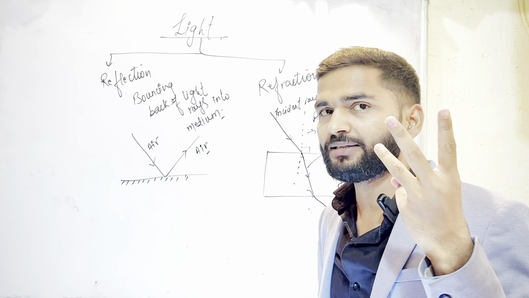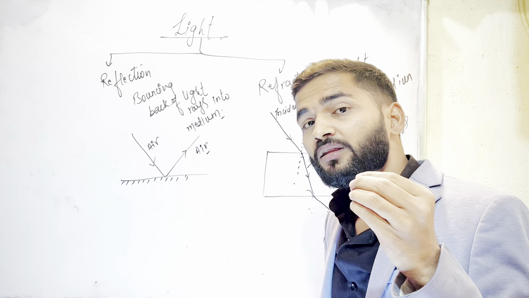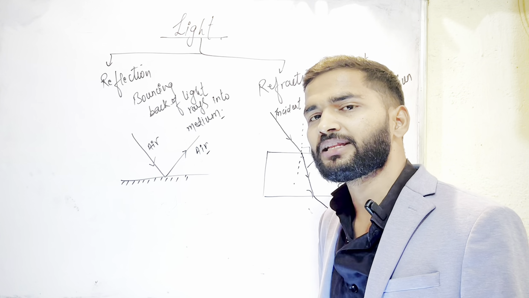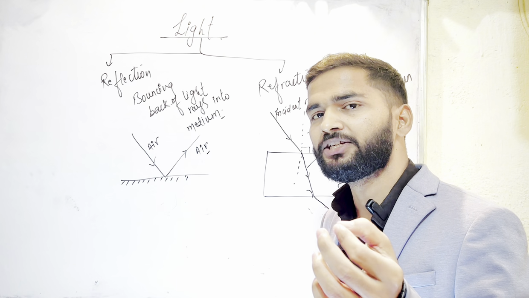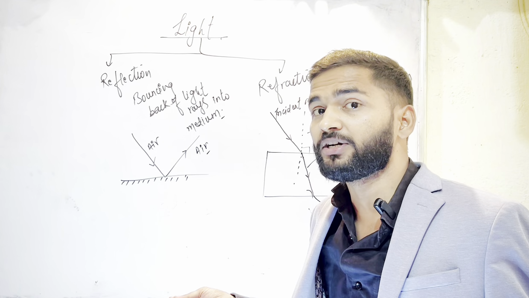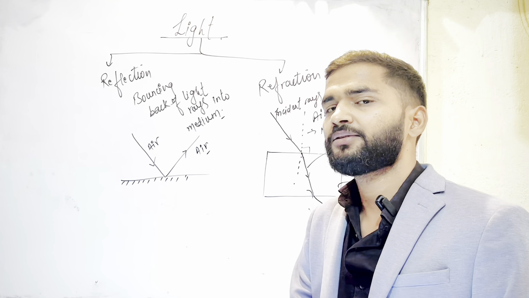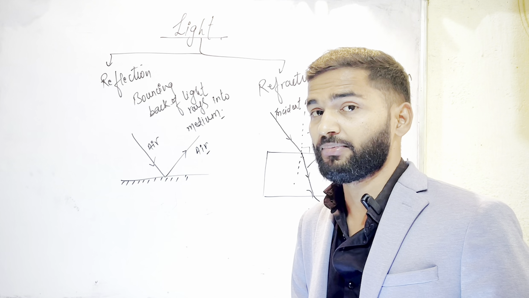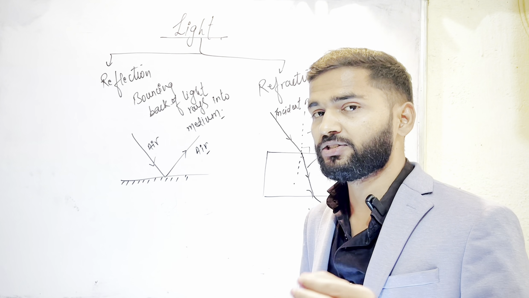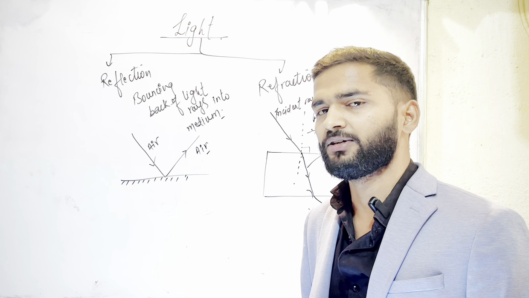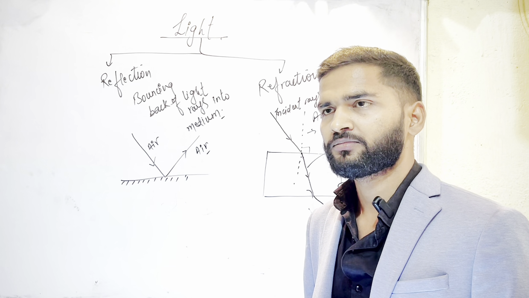And there is the third term that I used: light gives us the sensation of sight. It means light has the ability to give the sensation of sight, because without light we are not able to see any object. Whenever we are sitting in a dark room, we are not able to see any object. Why? Because of the absence of light. If there is the presence of light, we are able to see any object.